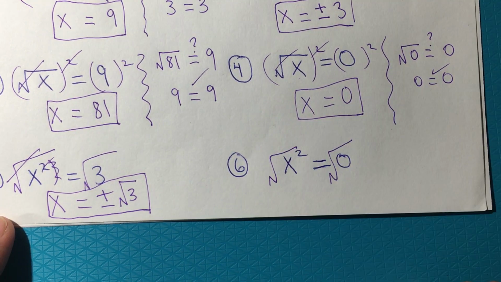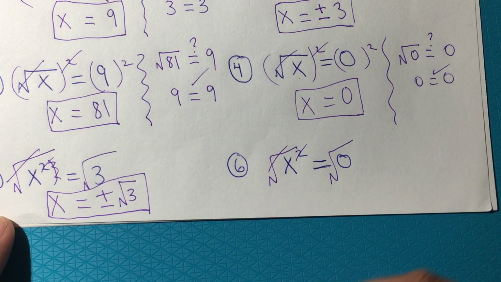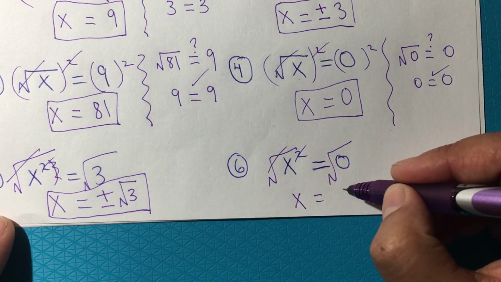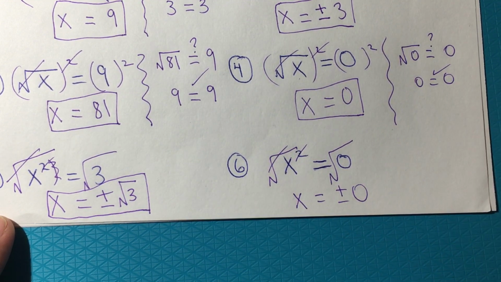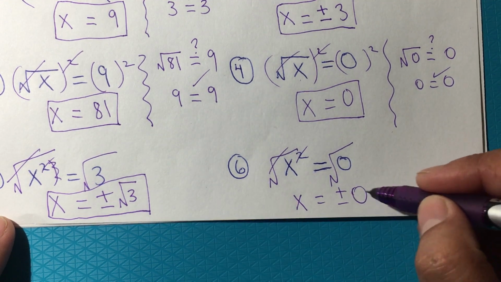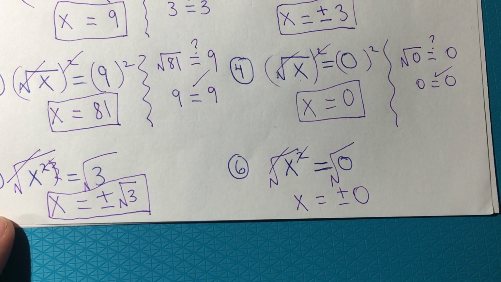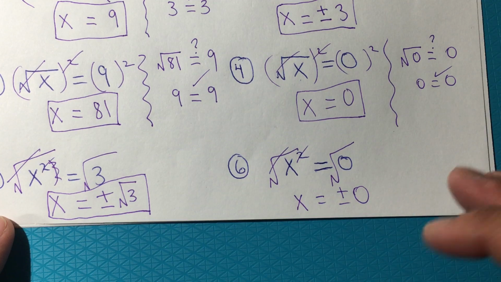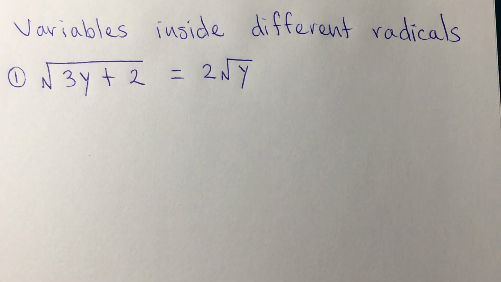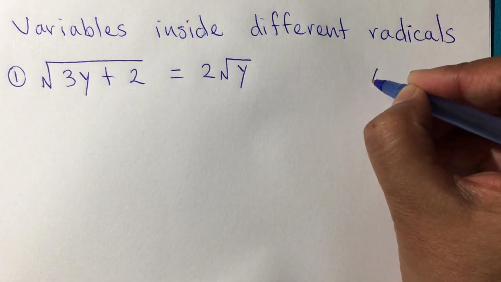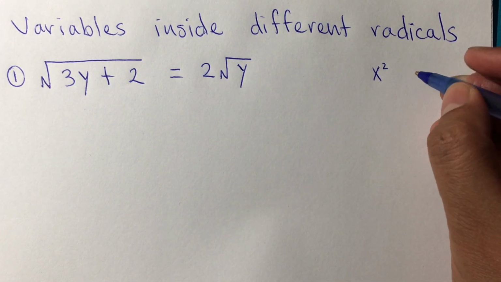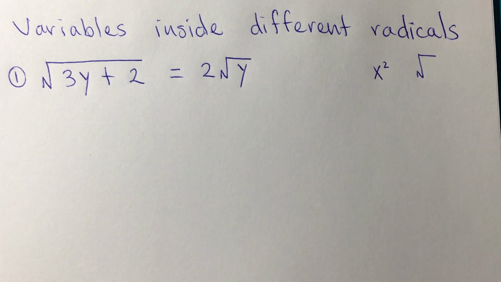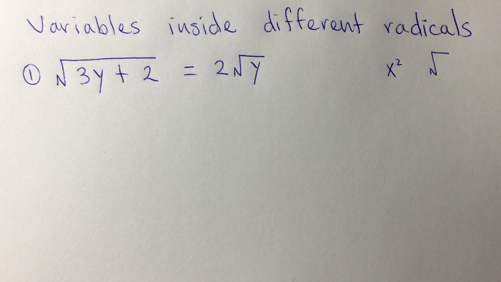Square root of x squared, to cancel the square, so x equals plus or minus 0. Again, it doesn't make any difference because adding or subtracting 0 will not change anything. So in the warm-up, we noticed that the opposite of the square is the square root, and that's what we have to remember.